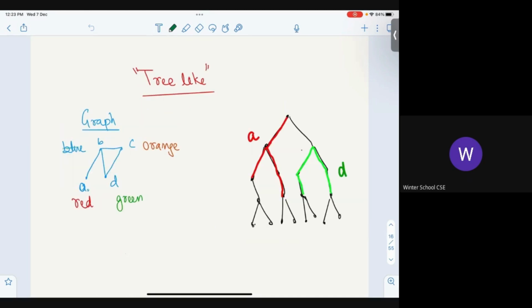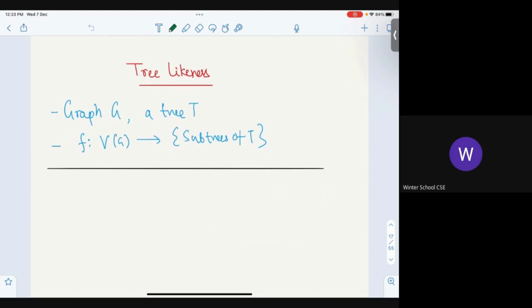This is the wrong slide. Now tree likeness for us means the following two things. I'm trying to abstract out whatever we just talked about. You are given a graph G, a tree T, and a function from the vertex set to subtrees of T. So I'm just mapping a vertex to a subtree in my tree. Of course, they have this good property that if they're adjacent, then their subtrees intersect.